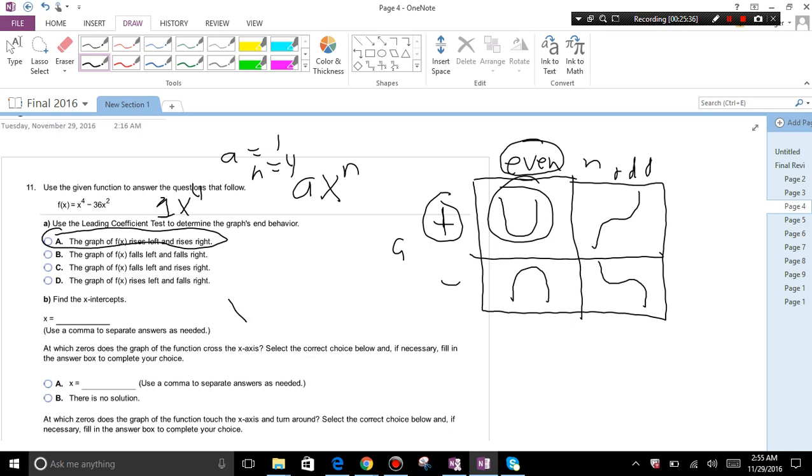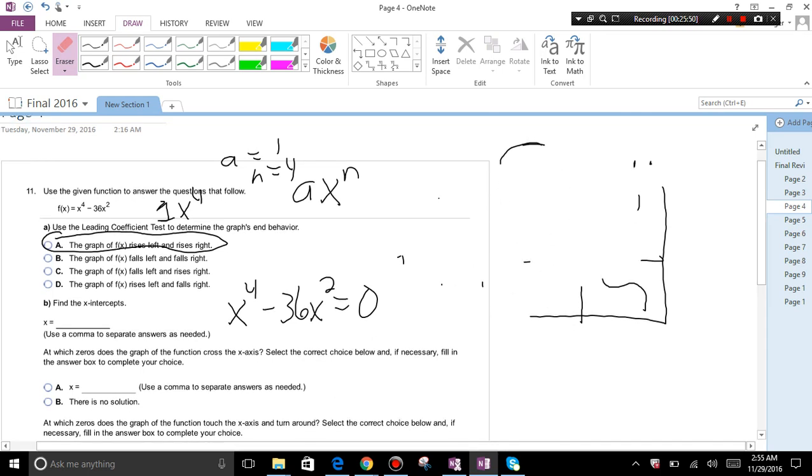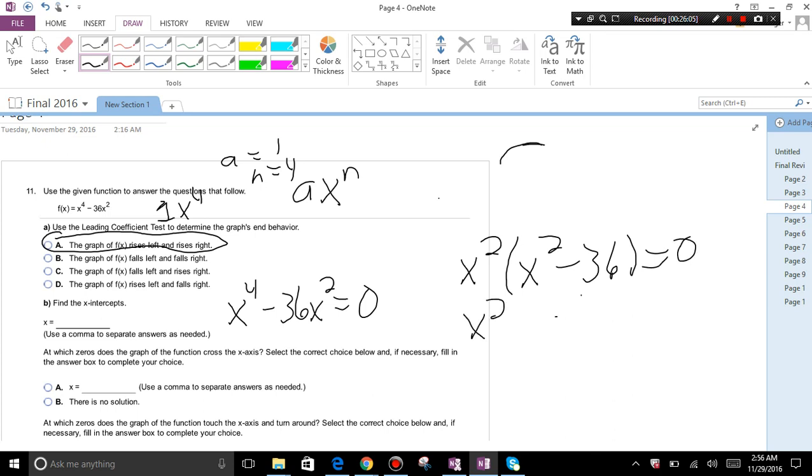What are the intercepts? That means you need to take x to the fourth minus 36x squared, and you want to set it equal to 0. We'll do some factoring here. They both have x squared in common. So you take the x squared out. You're left with x squared minus 36 is equal to 0. And then you can factor x squared minus 36. That's x minus 6 times x plus 6.